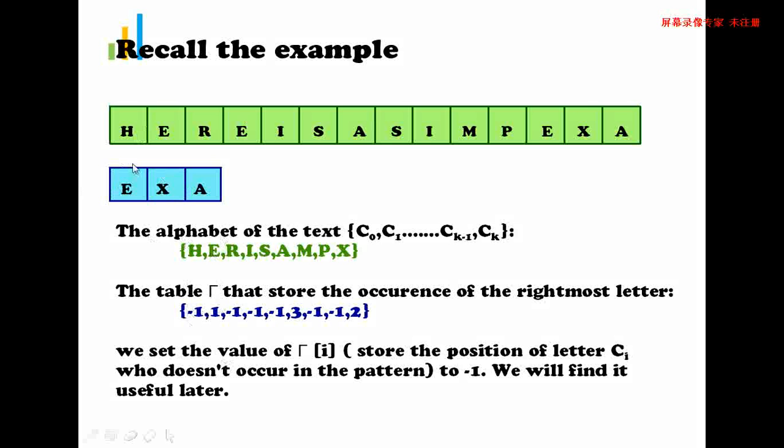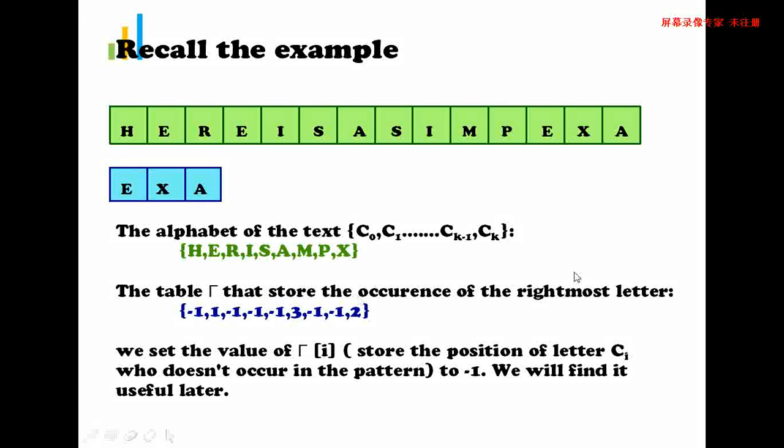E exists, so its position is 1, so we have position 1, and R position -1, because it's not exist. I -1, S -1, A exists, its position is 3, so it is 3, M -1, P -1, and X 2, right?